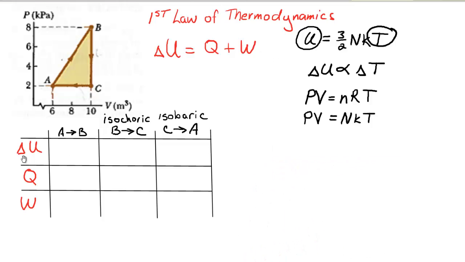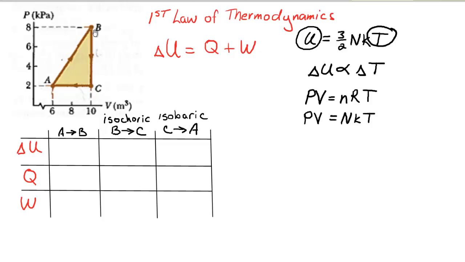Let's start with delta U from A to B. Remember, delta U, or change in internal energy, is directly related to change in temperature. So if delta U changes, the temperature must be changing, or vice versa. If we find a change in temperature, then we must have a change in internal energy. Now, also we know that the temperature is related to PV. We just mentioned that. So if I check pressure times volume at A and pressure times volume at B, if PV increases, then the temperature is increasing, which means delta U is on the increase.